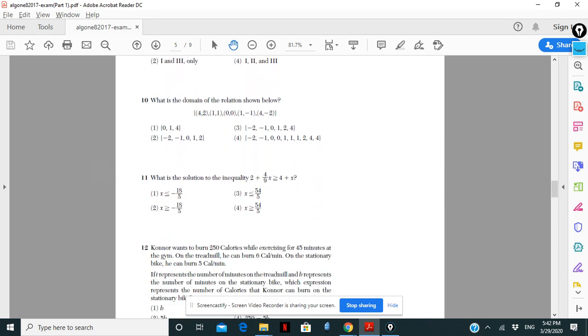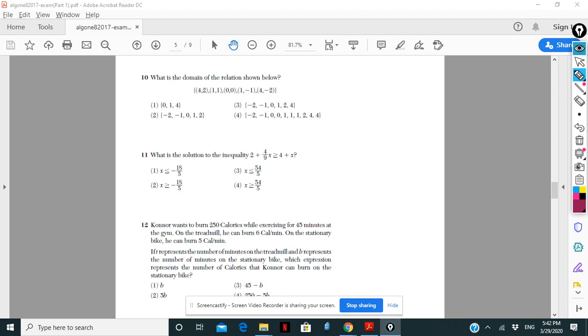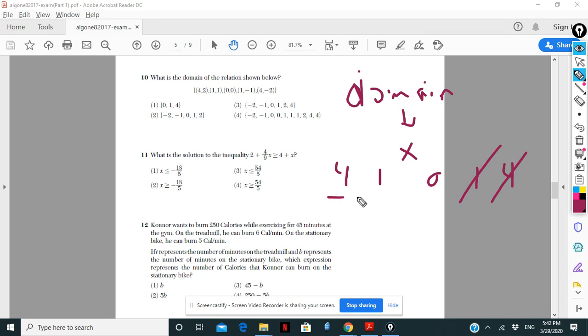Question number 10. What's the domain? Domain means x. So what are the x values? 4, 1, 0, 1, 4. These are repeated, so that's the set for the domain, which is going to be number 1.